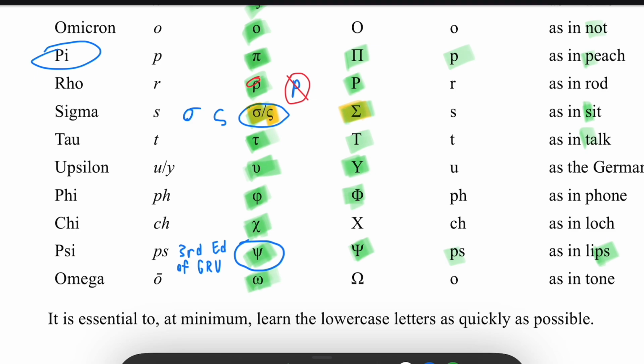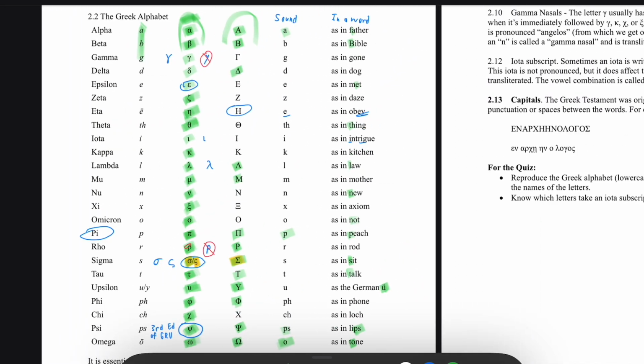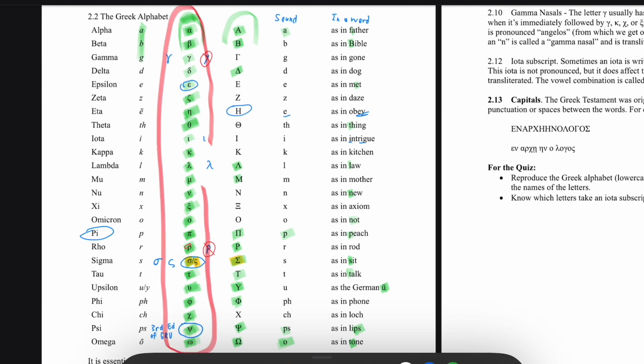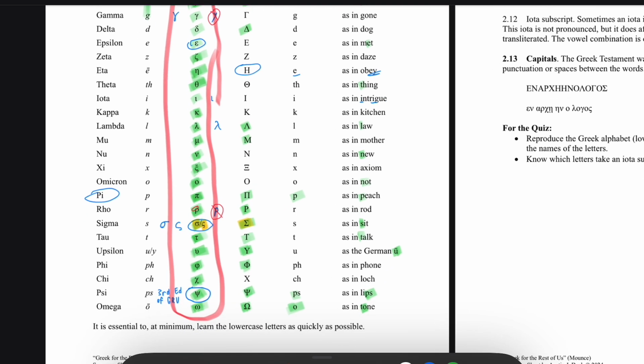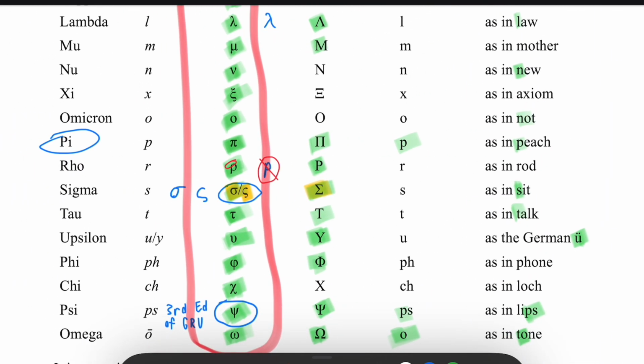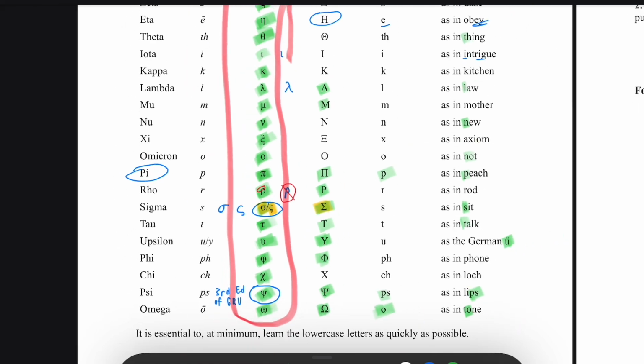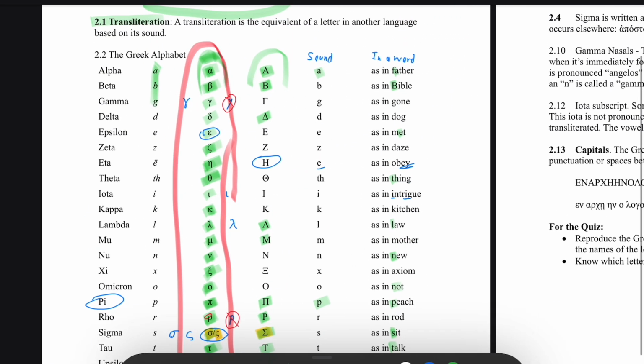And then omega is going to be the last letter of the Greek alphabet. Lowercase omega looks similar to our W, and then the uppercase there. It's going to be the long O sound, as in tone. Now, it is very important to at least learn the lowercase letters of the Greek alphabet. The uppercase, you can learn as you have opportunity, but to at least learn the lowercase is going to be very important. It's going to help you make progress in other areas, so I highly commend learning those quickly.